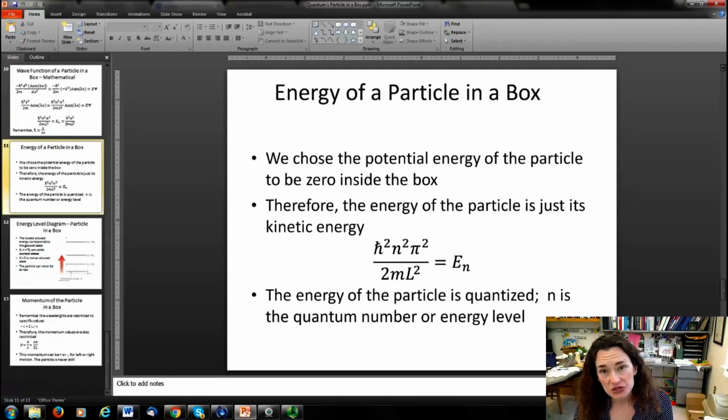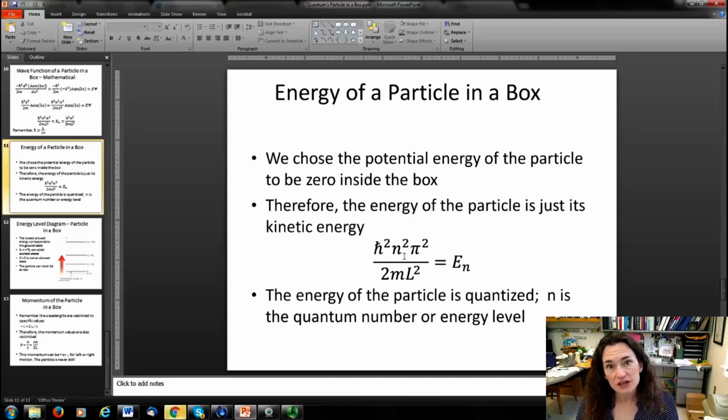Now, we chose the potential energy of the particle to be 0 inside the box. So if you want to figure out what the mechanical energy is, remember the mechanical energy is defined in introductory physics as being the kinetic plus the potential energies. If the potential energy is 0, then that means that the total energy is just the kinetic energy. So this means that our particle inside our square well has a kinetic energy of h bar squared, n squared, pi squared over 2mL squared.